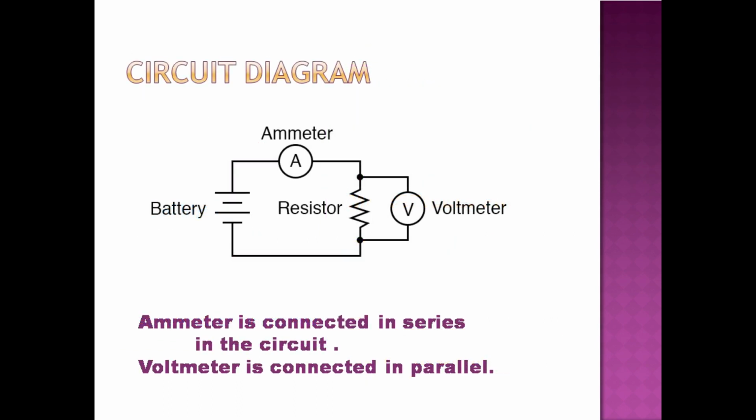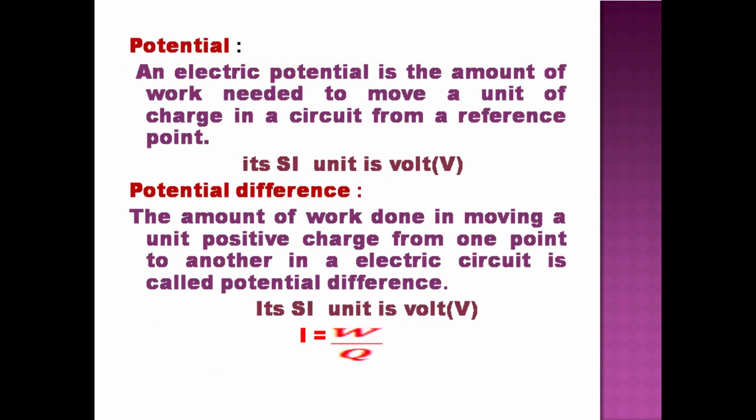You can observe the circuit diagram in the given figure. Ammeter is connected in series with the battery, and the other end of the ammeter is connected to the resistor, and another end of the resistor is connected to the battery, whereas the voltmeter is connected in parallel to the resistor. We are going to measure potential difference between the end points of the resistor, whereas the ammeter is always connected in series in the circuit.